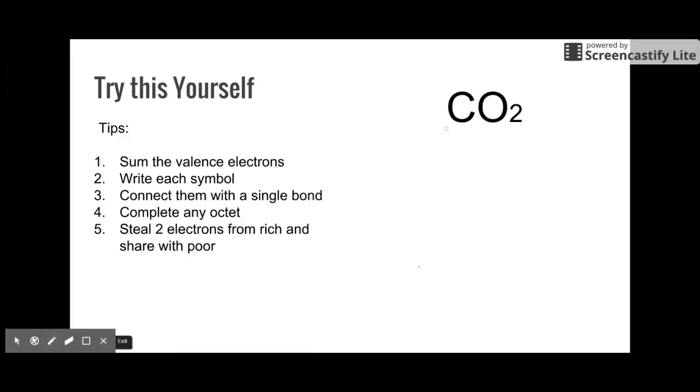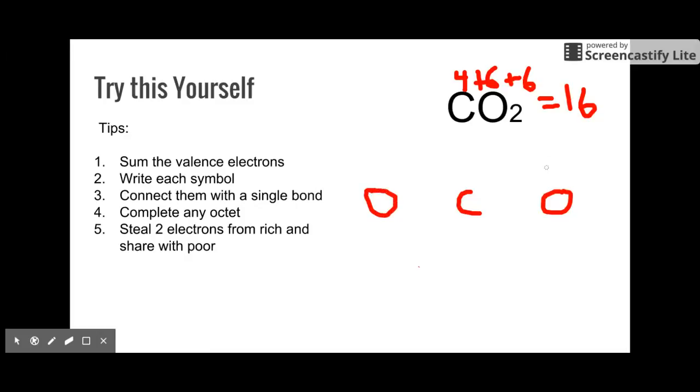So I'm going to go ahead and count all the valence electrons. Carbon, I know, has 4, and oxygen each has 6, and there's 2 of those. So I'm going to do 6 plus 6 plus 4. So that's 12, 13, 14, 15, 16. So we have 16 total valence electrons to work with. Next, I'm going to draw the symbols. So I'm going to do it kind of symmetrically. I'm going to put C in the middle, and I'm going to put O on each side just to be symmetric with my elements. So now it says to connect them with a single bond.